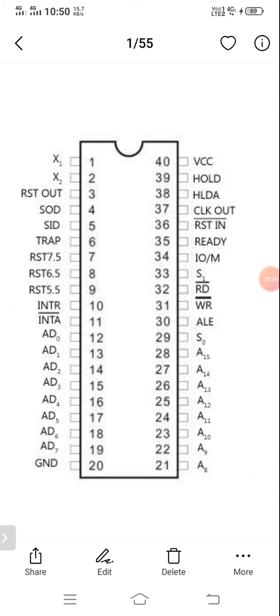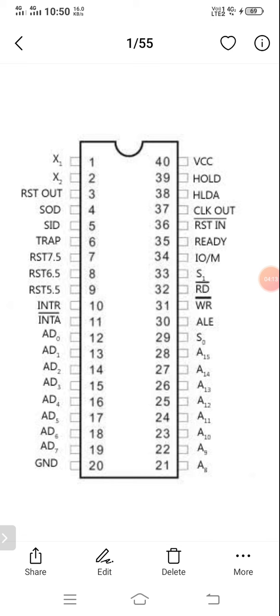Already we learned the C language. B is equals to 10, and the next step A is equals to B. That means the data present in B, B already has the value 10, that value 10 is stored into A. Like that only, here also MOV A, B: the data already present in the B register is copied or moved into the A register.